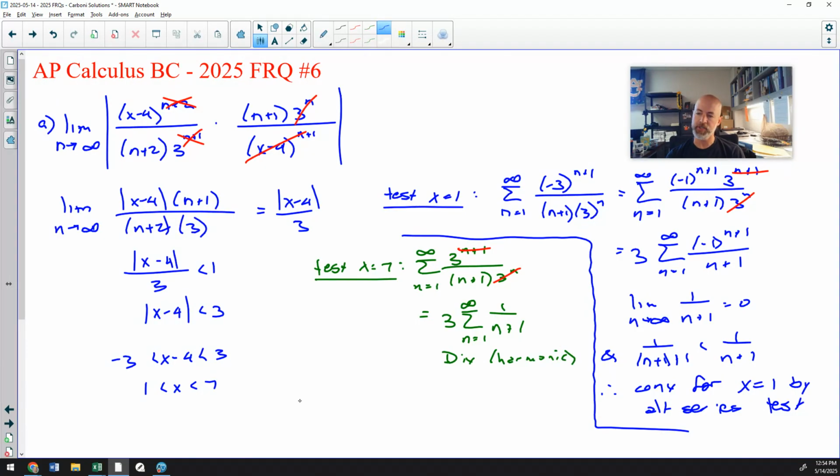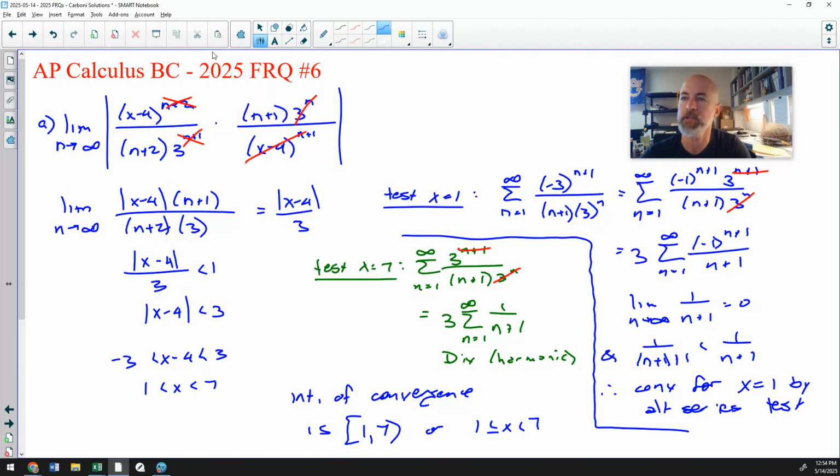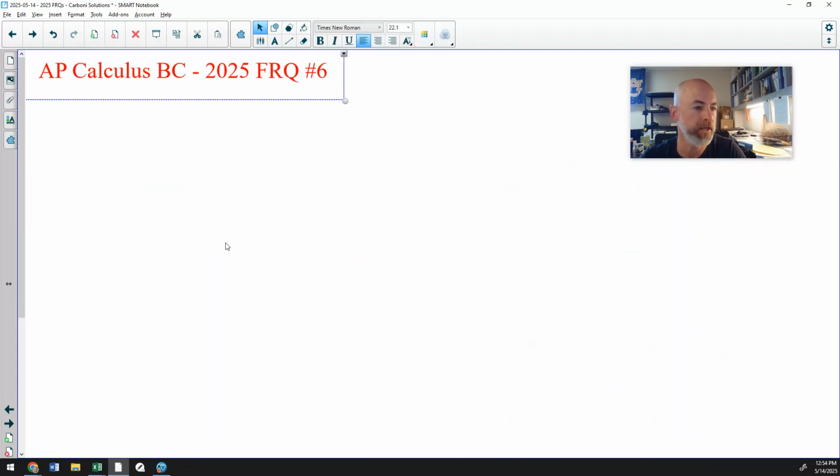Therefore, my interval of convergence is, we will include x equals 1, not include 7. So you can do interval notation, 1 to 7, or you can use set notation, 1 less than or equal to x less than 7. And there is your interval of convergence. A lot of work. I'm going to have to go on to another page for the rest of this question. So I'm going to copy that, new page, and let's look at part B.